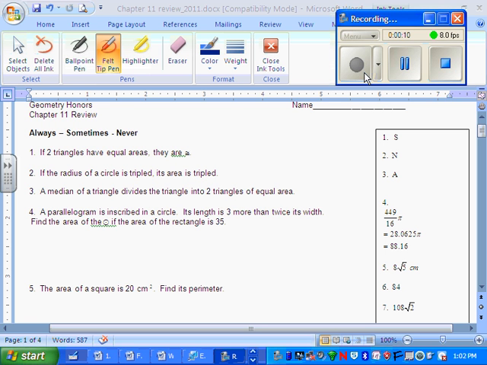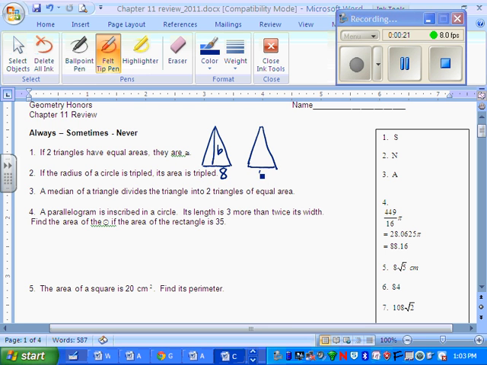Two triangles have equal areas, so they are congruent. That is not always the case. You can draw two triangles, one with a height of 6 and a base of 8, one with a base of 6 and a height of 8. These triangles are not going to be congruent, but they do have the same area. That's a sometimes case. Second one, if the radius of a circle is tripled, its area is tripled.